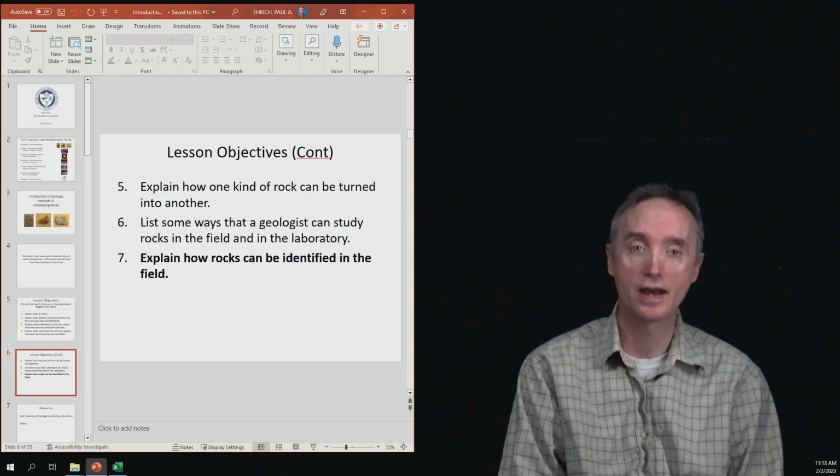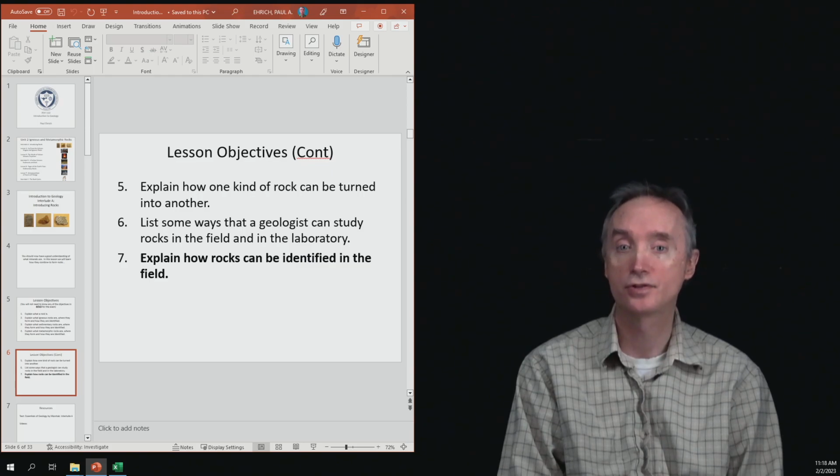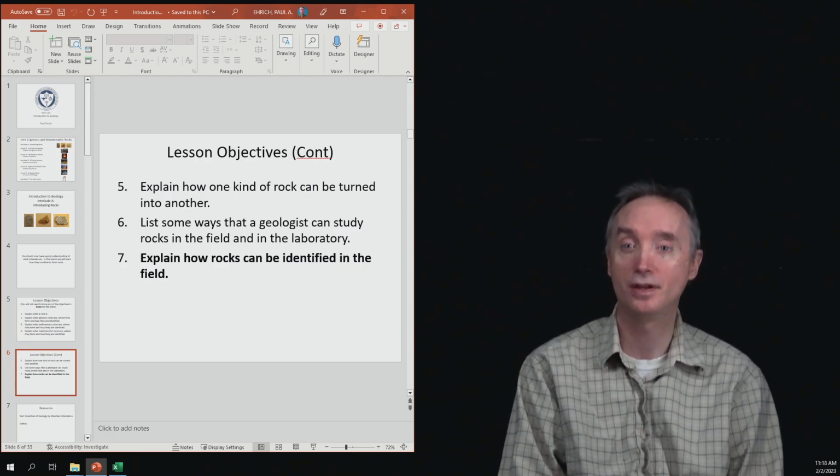Now you'll notice that that one is in black. What that means is I'm going to show you some charts at the end of the lesson that will allow you to tell whether something is igneous, metamorphic, or sedimentary, but you don't yet need to know that.